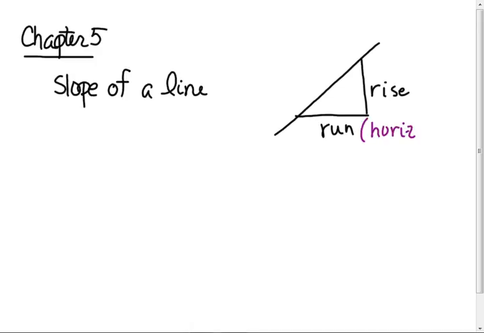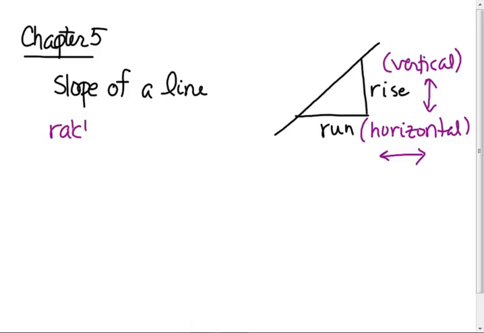You guys know the difference between horizontal and vertical, correct? Okay, so rise is doing this. Run is doing this. Okay? It's simply a ratio, and a ratio is just a fraction or a comparison. It's a comparison.